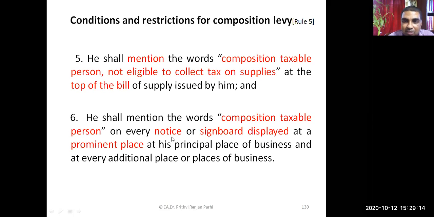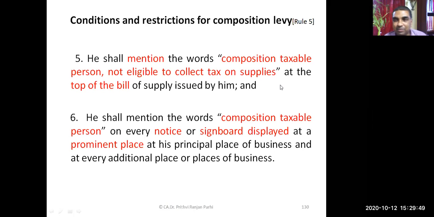On every notice, signboard, displayed at a prominent place, at his principal place of business, and at every additional place of business. So everywhere he has to show, it should be mentioned that he is a composition taxable person. These wordings should be there in every notice, signboard, prominently displayed, and in every bill of supply: composition taxable person not eligible to collect tax on supply.